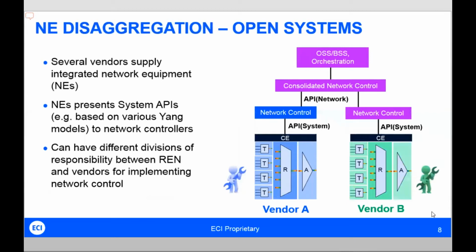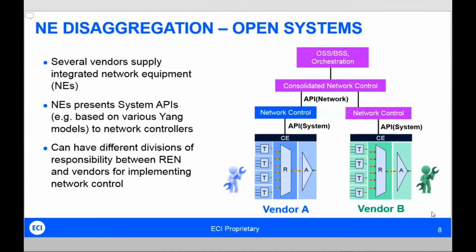Now let's step down and take a look at what happens for a first level of disaggregation. In this particular scenario, what we have is several vendors. The systems are still aggregated at a system level. You still have a set of transponders, ROADMs, amplifiers, all put together in a single system. But what would happen is within a NREN network, you could have several vendors providing their systems living side by side. Now, here you're getting into some hierarchy of network control.